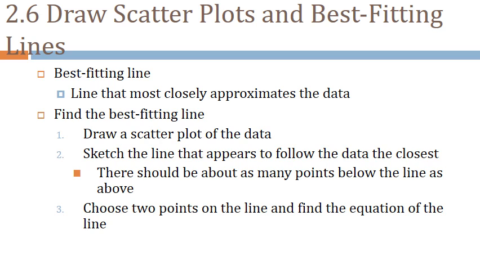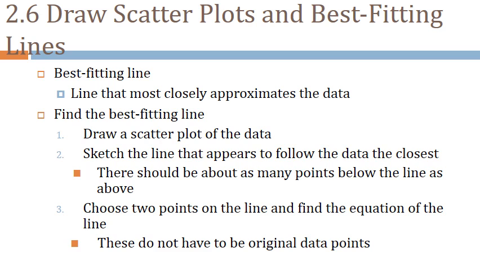Next, you choose 2 points on the line. These 2 points could be original data points, or they could be points your line goes through that were not part of the original data set. You just need 2 points on the line. It is best if you choose points that are far apart. Use those 2 points to find the slope and then get the equation of the line. So again, these points do not have to be original data points, and it's better to choose points that are far apart from each other.